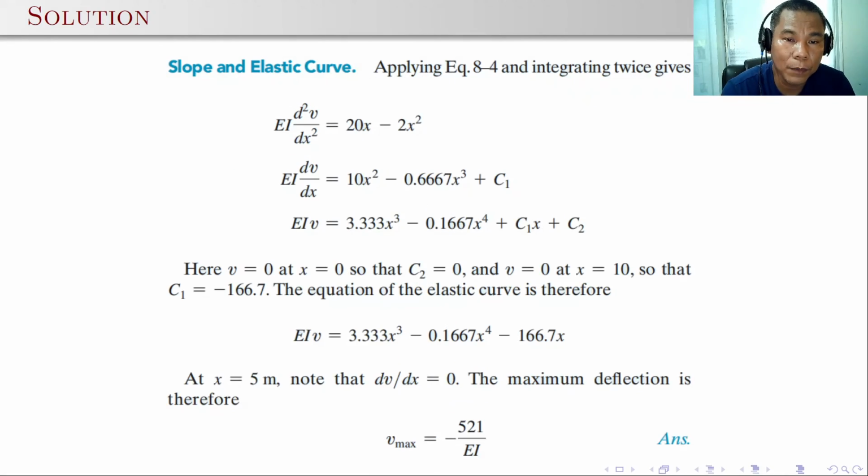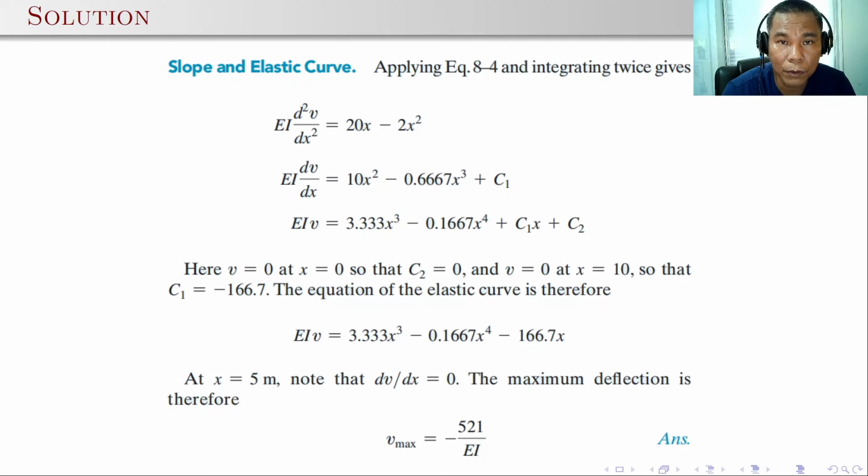If we substitute this equation into the equation d squared y over dx squared equal to M over EI, we will have this equation, and integrating it twice will give us these two equations with constants of integration. Again, you can just substitute the boundary conditions.